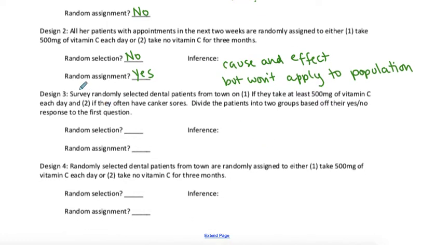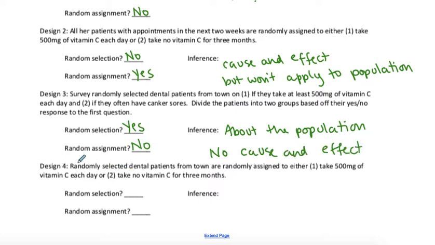Design 3: survey randomly selected dental patients from town on 1, if they take at least 500 milligrams of vitamin C each day, and 2, if they often have canker sores. Divide these patients into 2 groups based off their yes or no responses to that first question. They are randomly selecting, but they are not randomly assigning. So we can infer about the population, but we can't say what caused it. So we might be able to say, hey, there's a correlation between taking vitamin C and having fewer canker sores, and we can apply that larger than our group that we started with, but we can't say that the vitamin C caused the fewer canker sores. So no cause and effect.